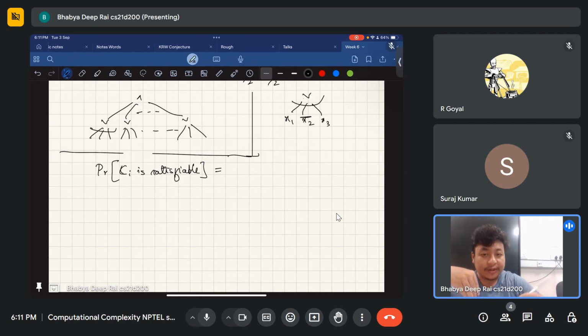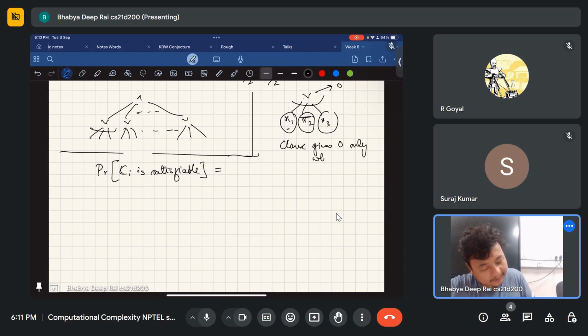For or to return true, either x1 should be 1 or x2 should be 0 or x3 should be 1, right? Because it's an or gate. Now, when and only when does or give a 0? Or will give a 0 when this is 0 and this is 0 and this is 0. All three of them are 0. So the clause gives 0 only when x1 is 0, x2 is 1, x3 is 0.